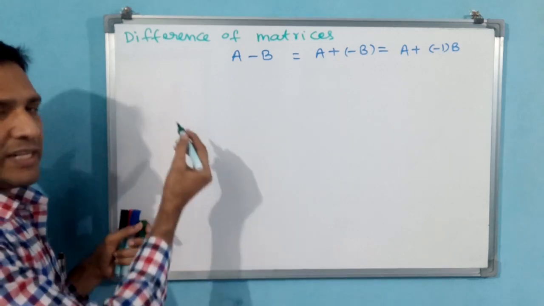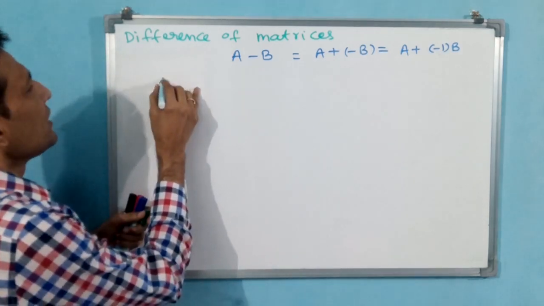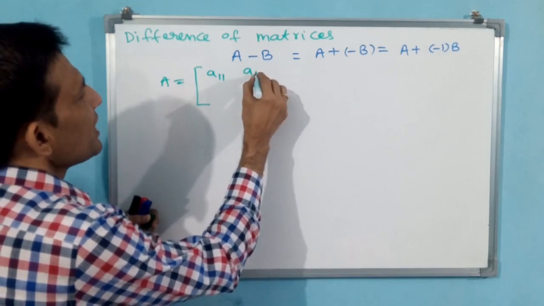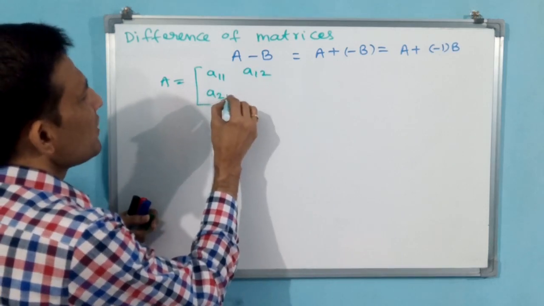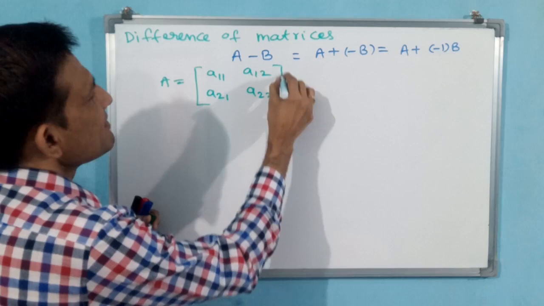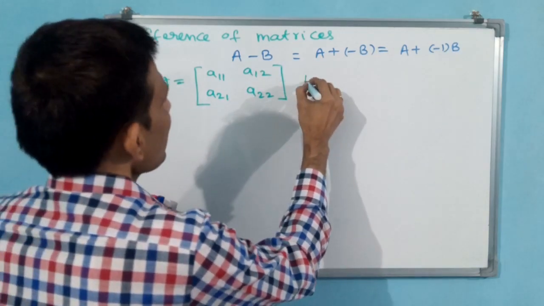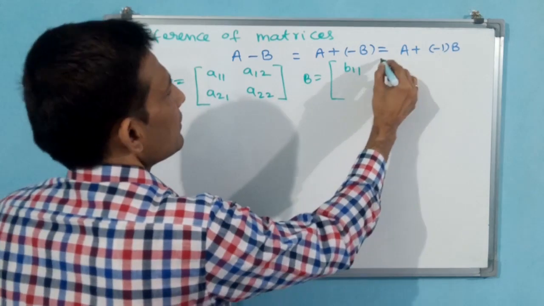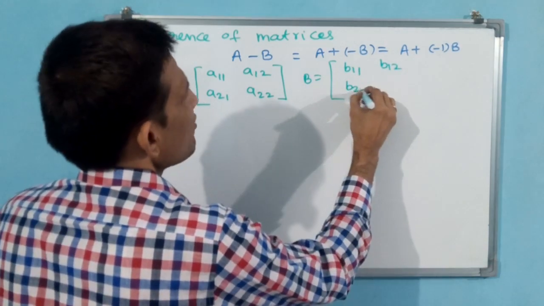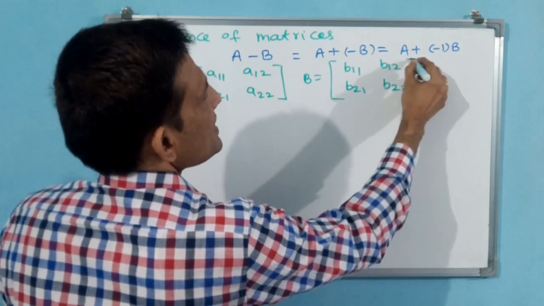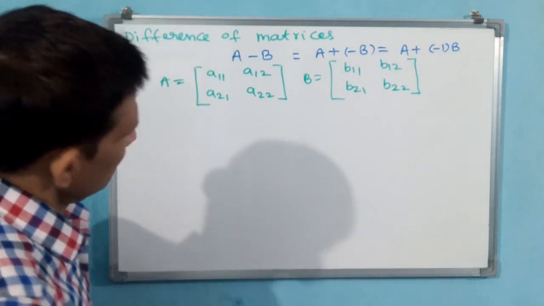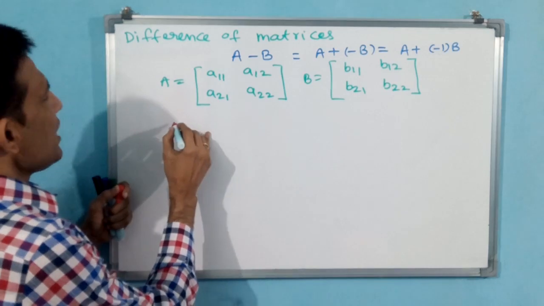First, theoretically, you take one. Let A is equal to A11, A12, A21, A22. B is equal to B11, B12, B21, B22. Now you see A minus B.